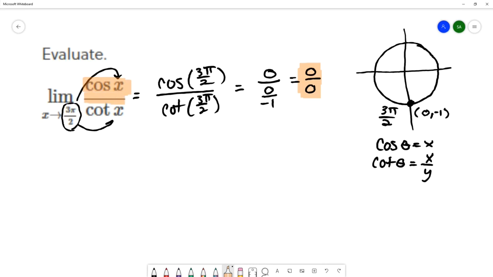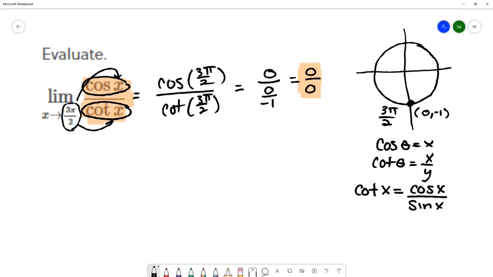So I'm going to try to simplify this trig expression to see if any factors cancel out. One of the strategies for simplifying trig expressions is to try to write everything in terms of sines and cosines. So we already have the cosine in the numerator. I'm going to try to rewrite cotangent in terms of sines and cosines. We have a trig identity called the quotient identity for cotangent, which says that cotangent x is the same thing as cosine x over sine x.